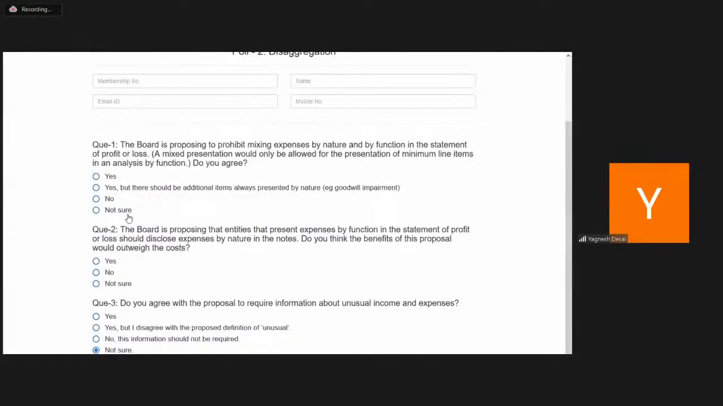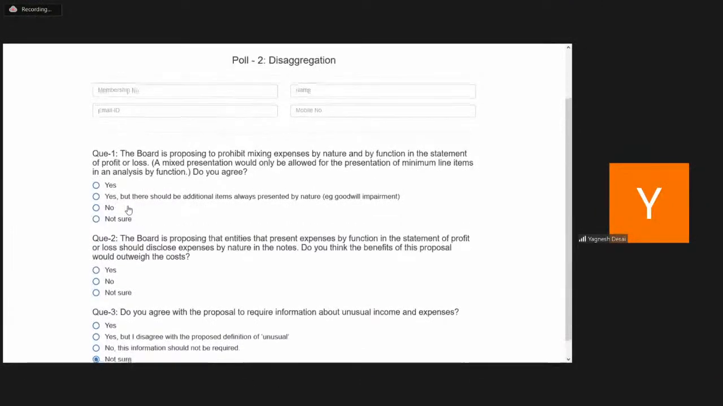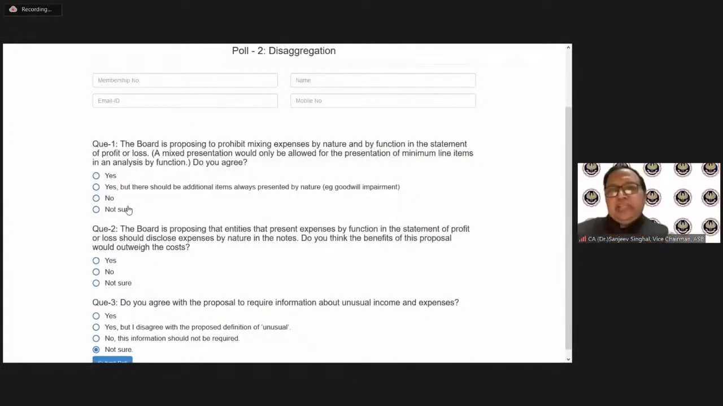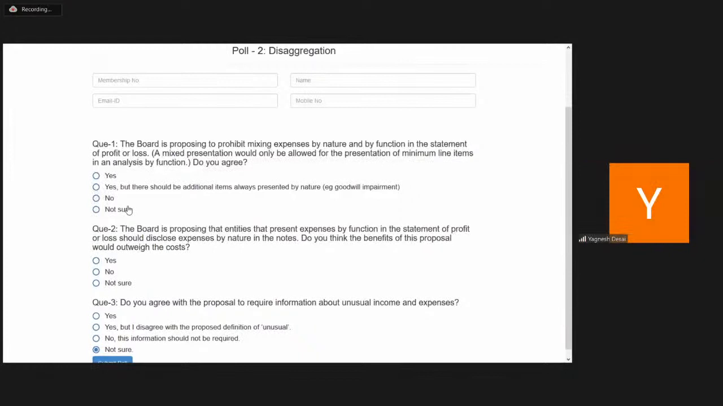The board is proposing to provide the mixing expenses. Jagnesh, please go ahead with the poll questions. Yeah. The first question is the board is proposing to prohibit the mixing expenses by nature and by function in the statement of profit and loss. Earlier it was either nature or function, but now this is a combination of these. So do you agree? Please express your opinion by saying either yes or some should be additional line item or additional presentation.